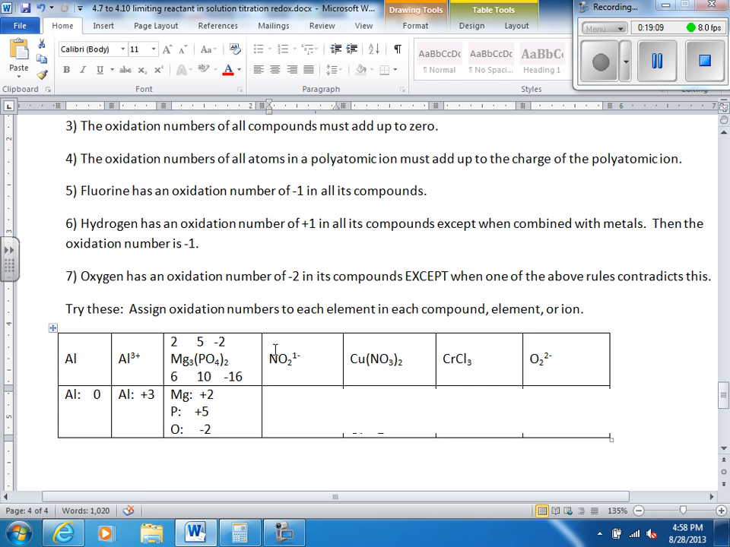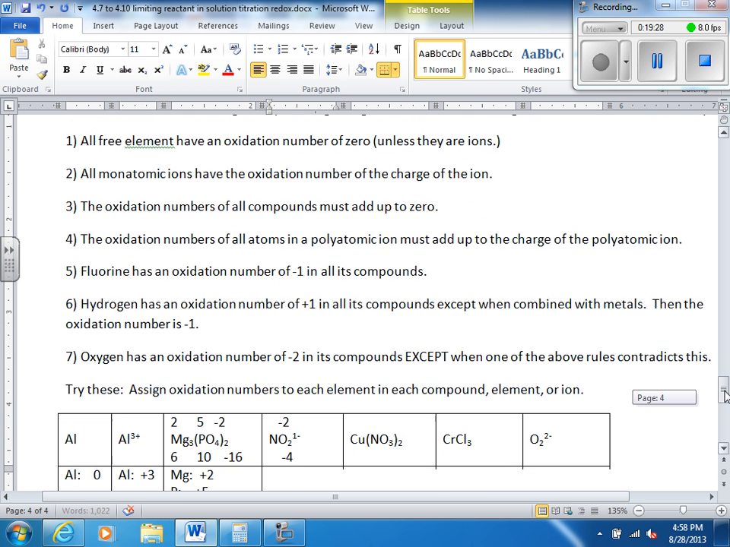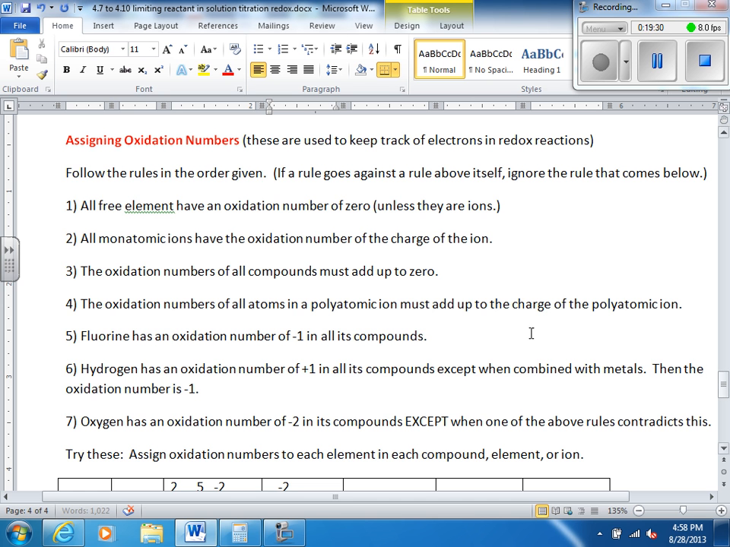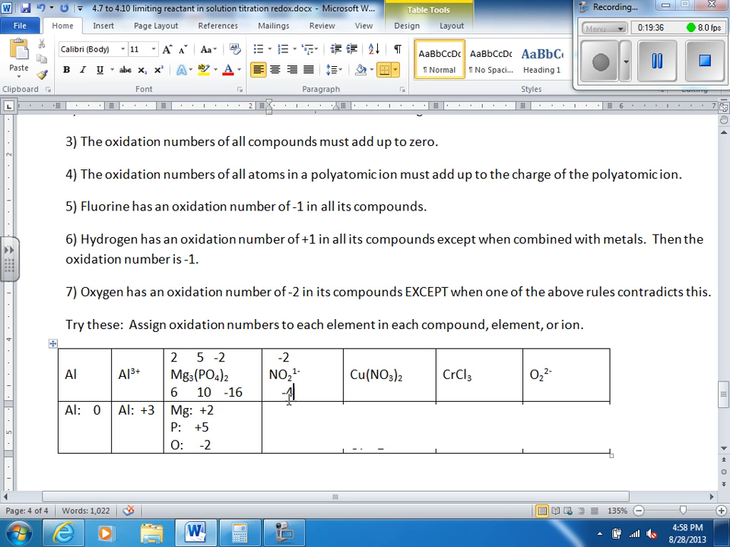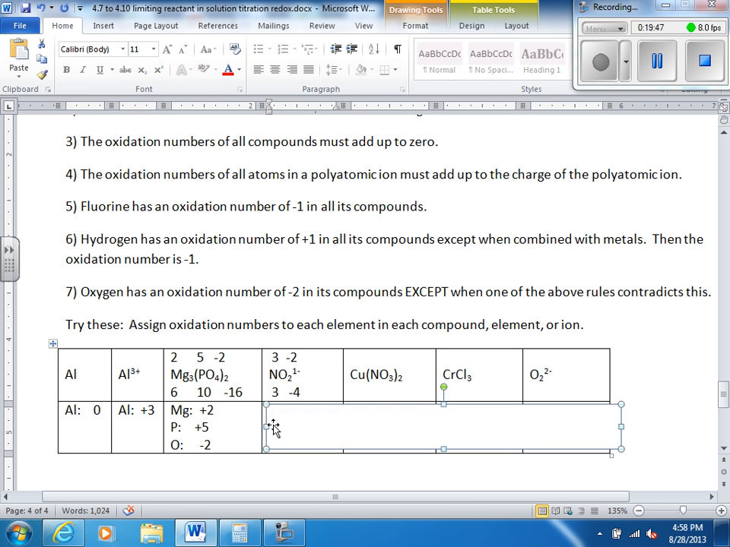Okay, so nitrogen, we don't know the nitrogen. We know oxygen is -2. We know the total for the oxygen is -4. Now for polyatomic ions, where's the information on polyatomic ions? There we go. For polyatomic ions, the oxidation numbers have to add up to the charge of the polyatomic ion. So this total must add up to -1. So what do we add to -4 to get -1? We add 3. And we have only 1 nitrogen, so it must be 3.